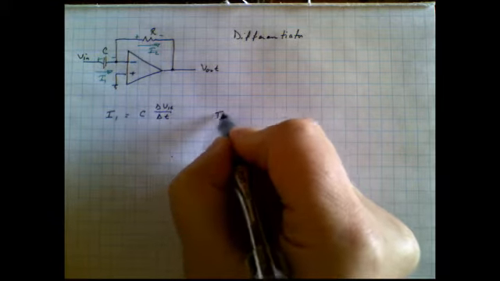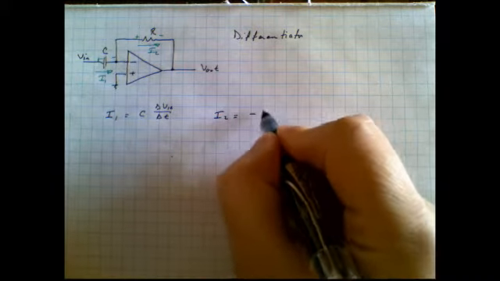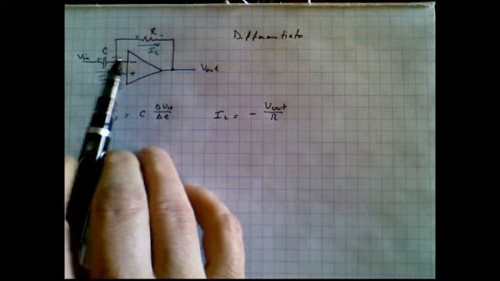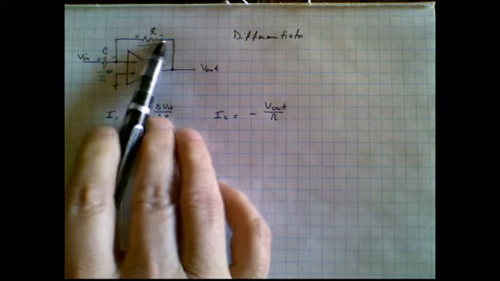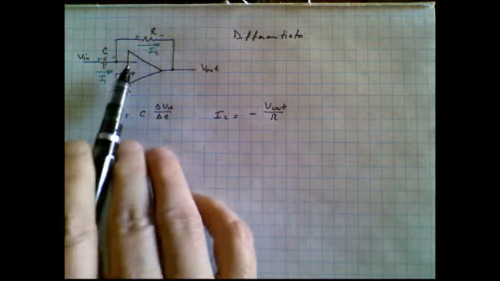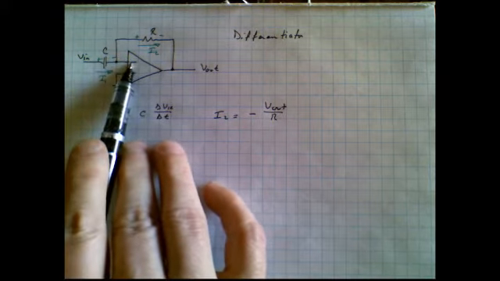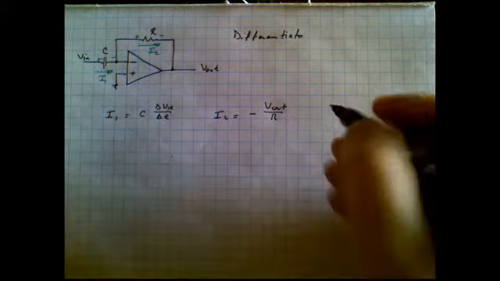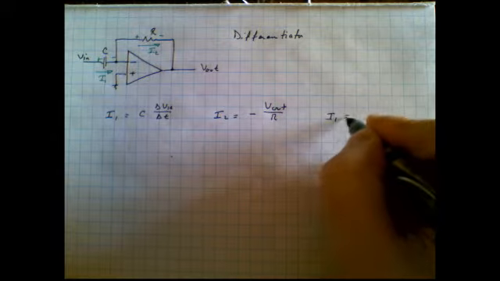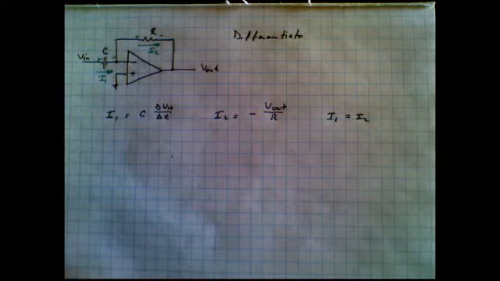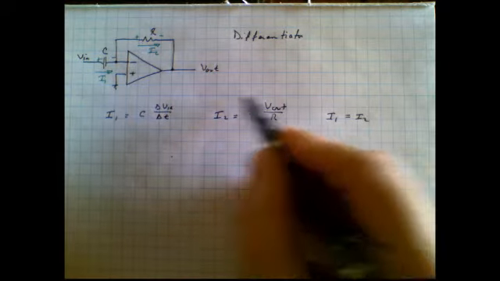The second current, I2, is equal to minus Vout over R. The reason it's minus is because, noticing the direction of the current again, the output of the op-amp is attached to the negative end of the feedback component. That's consistent with the fact that we have a positive voltage going into the inverting input, and it gets inverted at the output. And of course, we can also note that I1 is equal to I2, because the inputs of the op-amp draw no current.